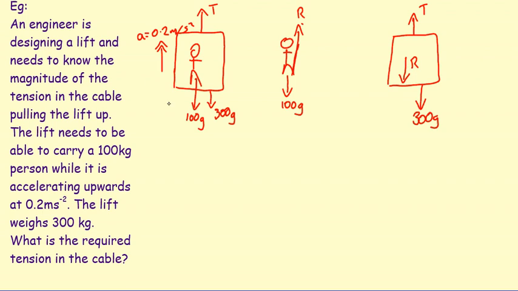So we've drawn our overall diagram. We've drawn individual diagrams for each object, considering all the possible forces that are acting on it. We've got our acceleration going up, so we're going to choose a positive direction as upwards, because we're moving upwards, and then we're going to apply F equals ma to each object.